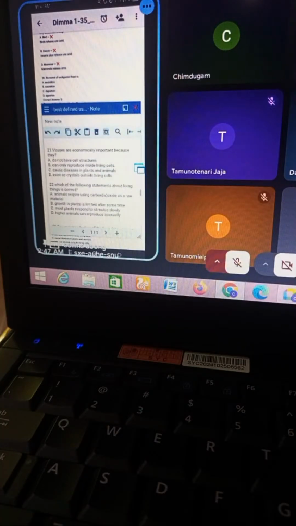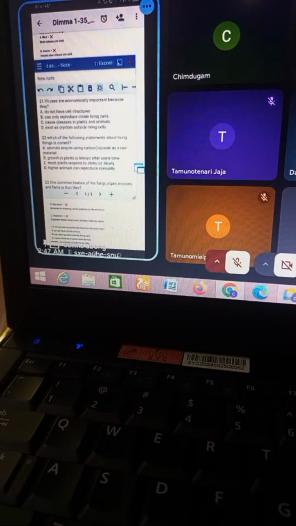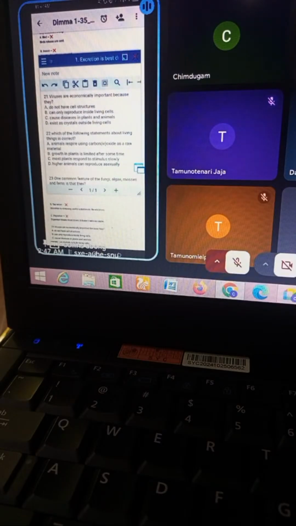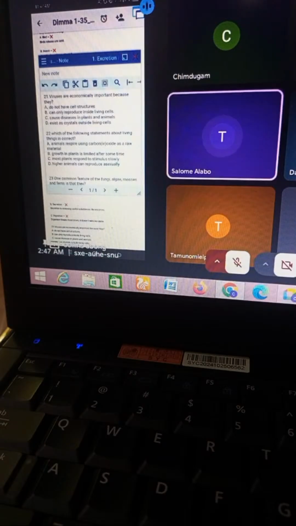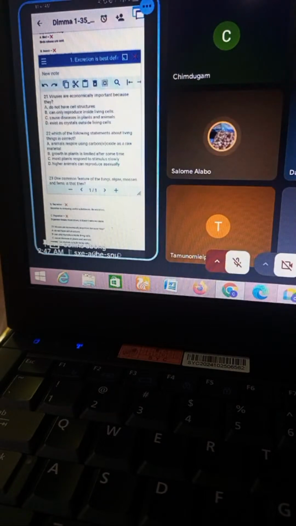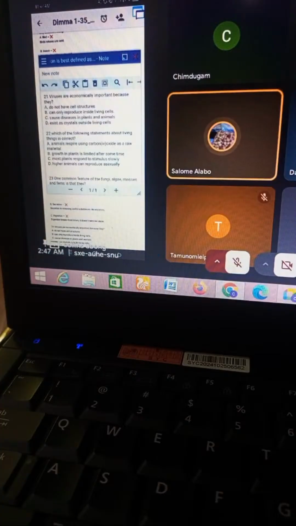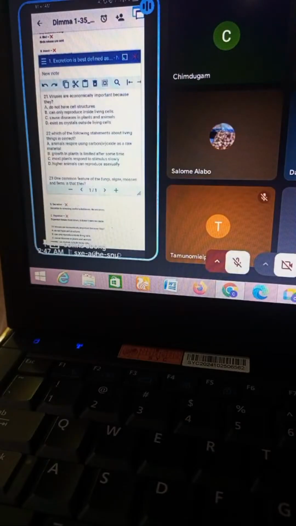Number 21. Can somebody read? Let me catch my breath. Can somebody read? Viruses are economically important because they can only reproduce inside living cells.